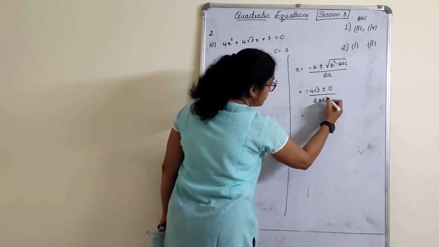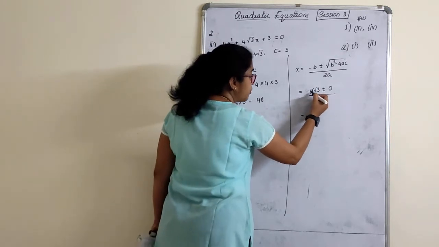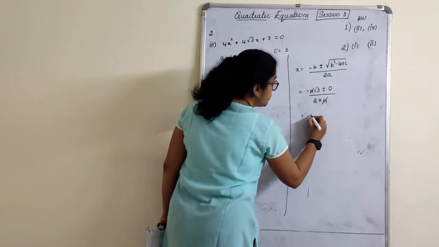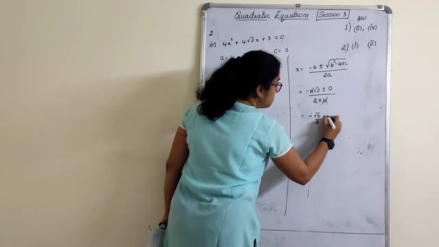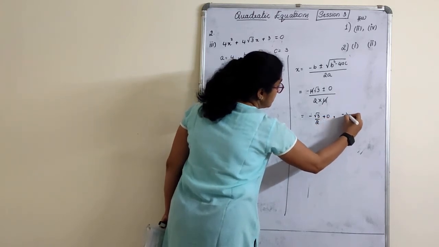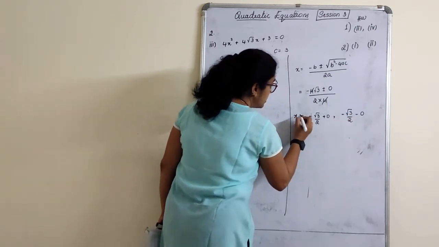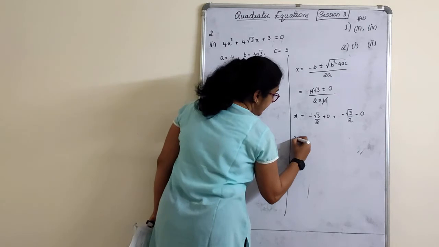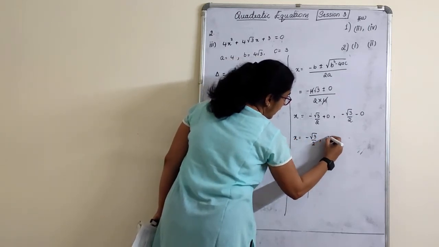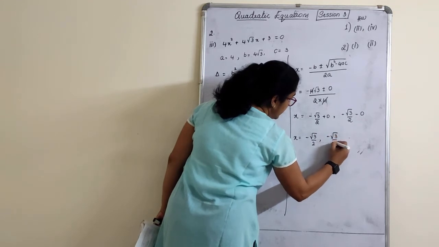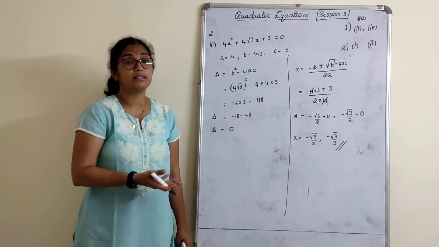So 2 into 4, and it is plus 0, so that does not matter anymore. 4 and 4 get cancelled. So what do you have? You have minus root 3 by 2 plus 0 and minus root 3 by 2 minus 0. Therefore, x is equal to minus root 3 by 2 and minus root 3 by 2. Did we get the same answer? Yes, and we have to get the same answer.